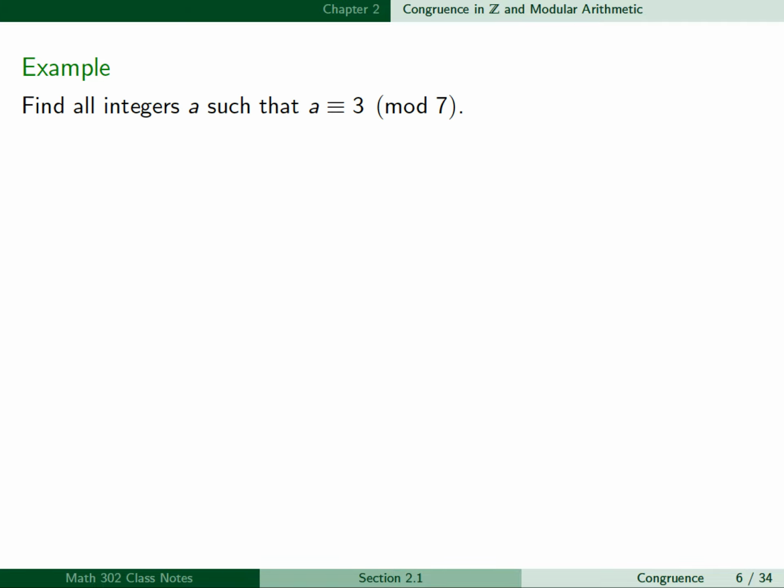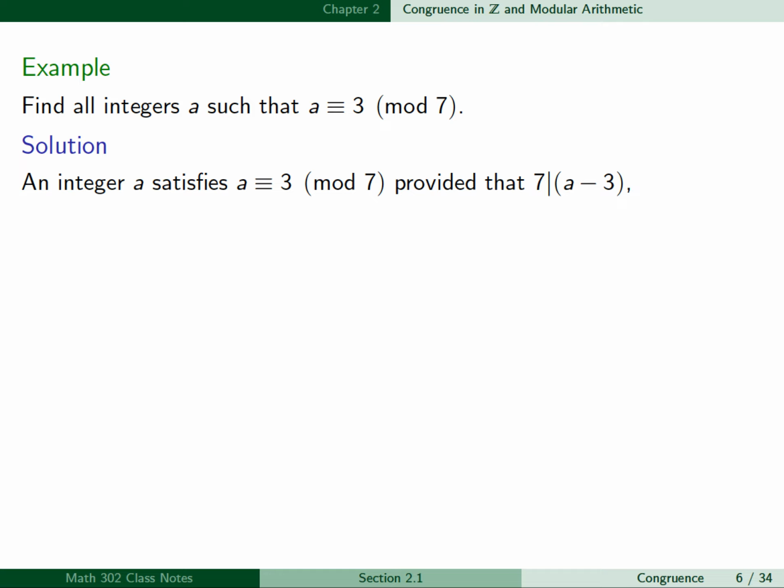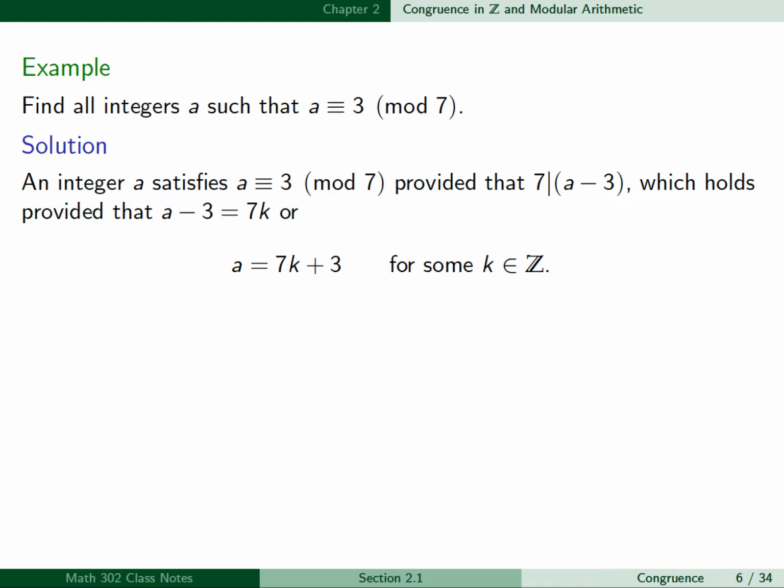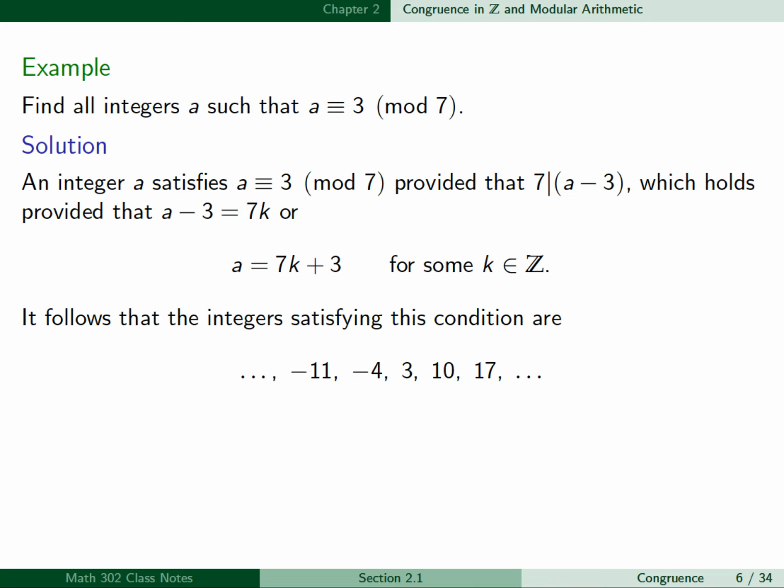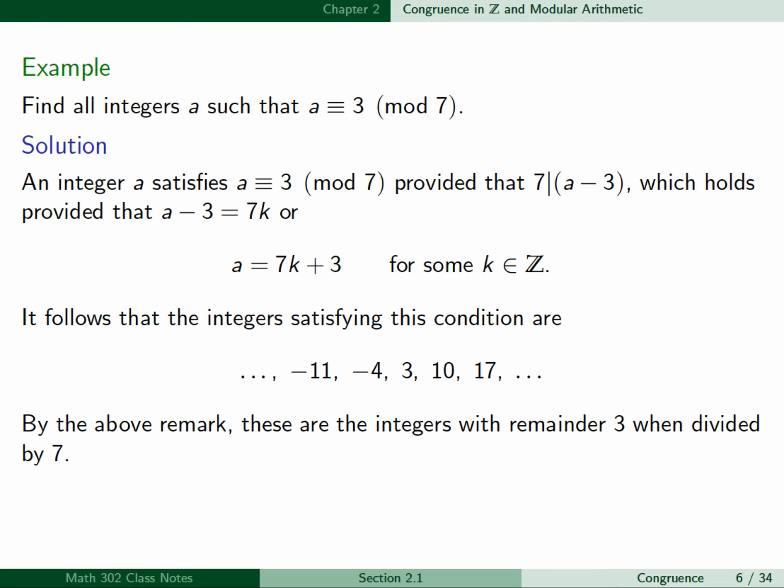For example, suppose we want to find all integers a such that a is congruent to 3 mod 7. Now an integer a satisfies this condition provided that 7 divides a minus 3, which holds provided that a minus 3 is equal to 7k, or a is equal to 7k plus 3 for some integer k. It follows that the integers satisfying this condition will be negative 11, negative 4, 3, 10, 17, and so on. By the above remark, these are the integers with remainder 3 when divided by 7.